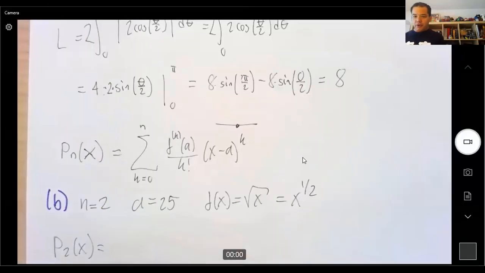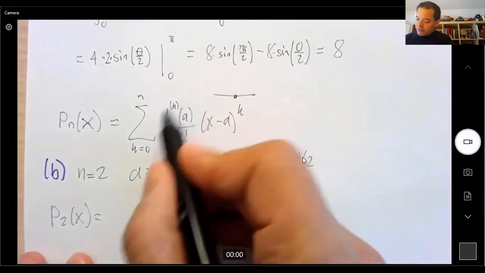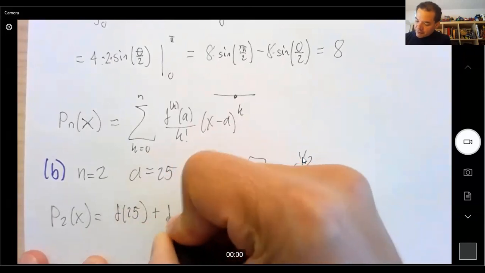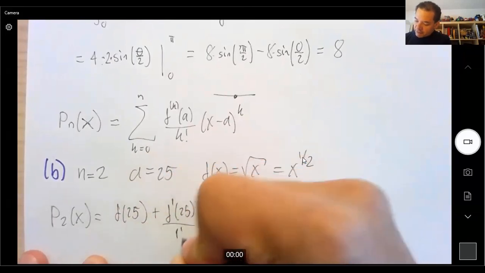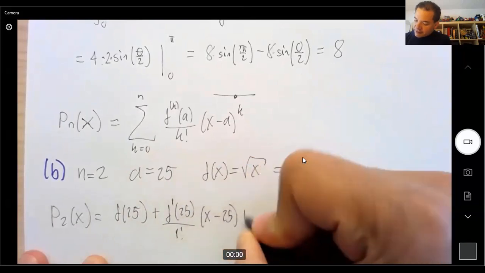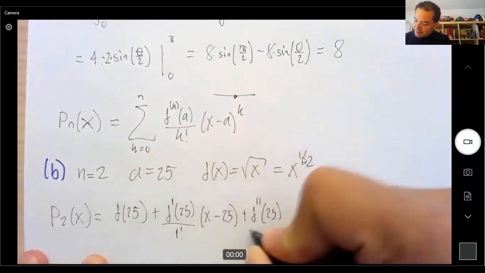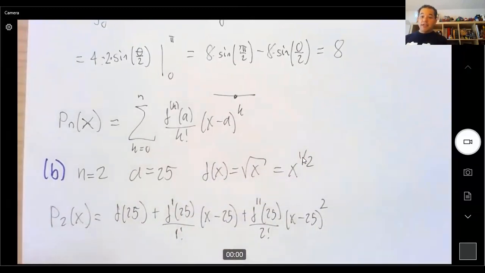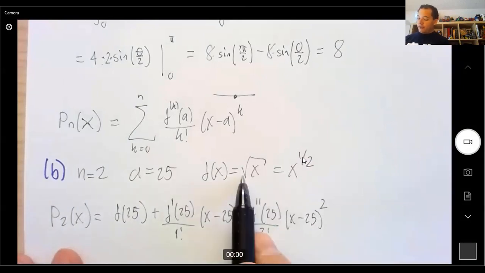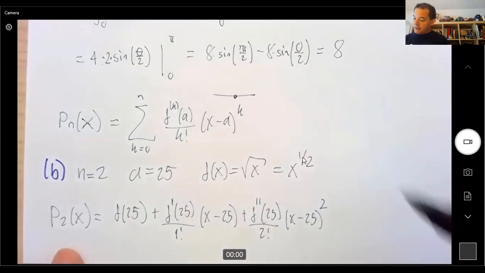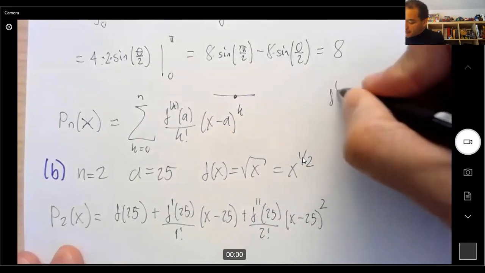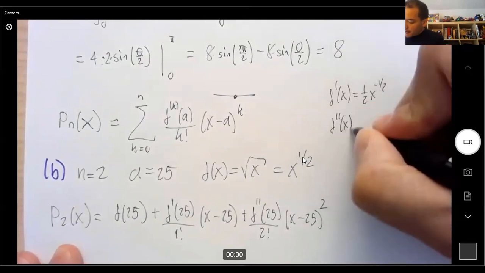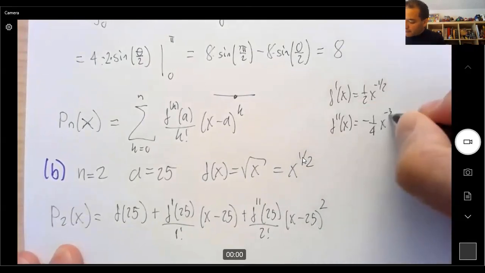Okay, so for the polynomial P2, what we need to do is just copy this formula. So it will be f of 25, plus f prime of 25 divided by 1 factorial times x minus 25, plus f double prime of 25 divided by 2 factorial times x minus 25 squared, right? Should be easy. All you need to do is the derivative and the second derivative of this function. Maybe we do it here. So f prime is 1/2 x to the negative 1/2, and f double prime is negative 1/4 x to the negative 3/2.